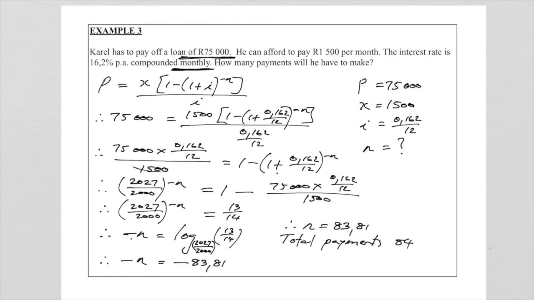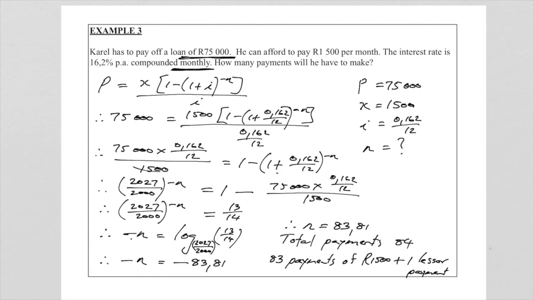But how will these 84 payments work? There will be 83 payments of 1,500. That will be 83 of them. And because this is not an integer value, it means the last payment will be lesser. So it is plus one lesser payment.